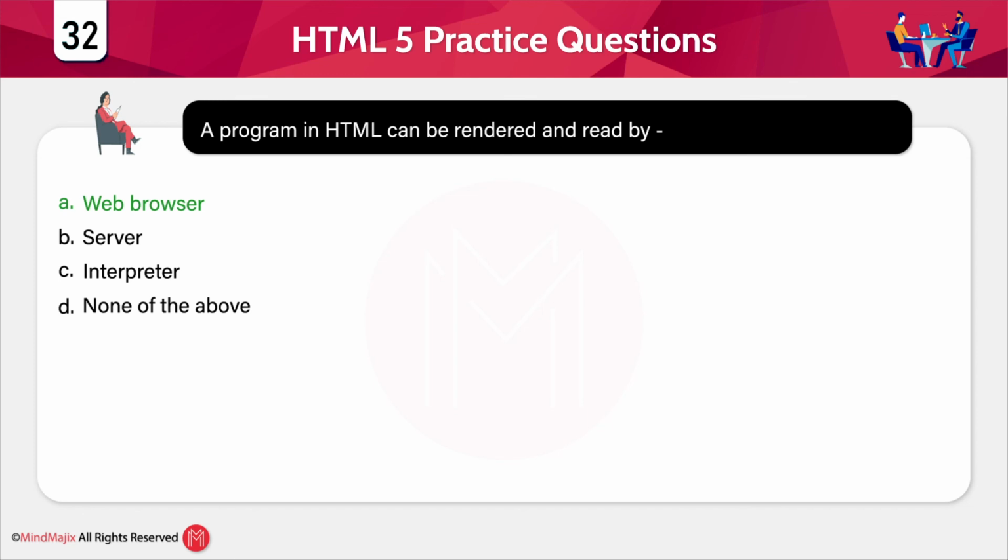And who reads the HTML file? Web browser only. It reads the HTML file and renders it. So the correct option for 32 is what? Web browser. Option A is the correct answer. Interpreted by the web browser, read by the web browser, and rendered by the web browser. First, the browser reads the HTML content, interprets it, and renders it on the web page.